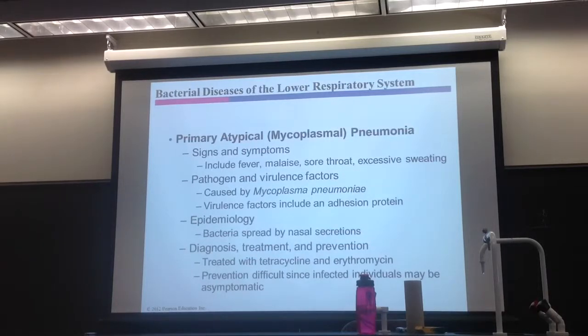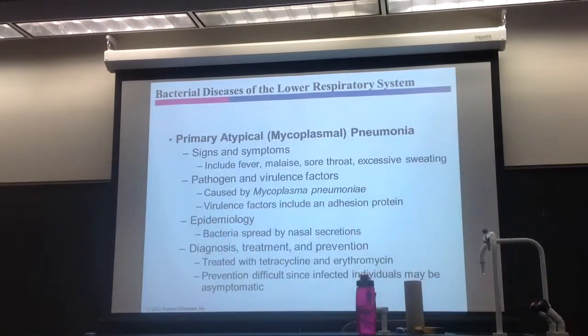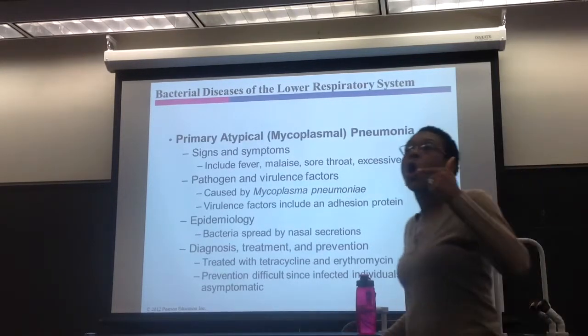Okay, here's the other type of bacterial pneumonia that I will focus on in lecture. There are other types, okay, but I'll focus on these two for you guys. It's basically caused by Mycoplasma pneumoniae. This is primary atypical, or basically mycoplasmal pneumonia, aka walking pneumonia. So have you ever heard of walking pneumonia? It's this right here. It's caused by Mycoplasma pneumoniae.